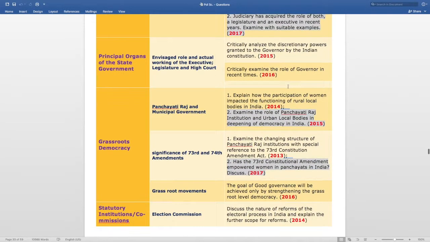Now, the next topic is principal organs of the state government. The questions asked from this topic are: critically analyze the discretionary powers granted to the governor by the Indian Constitution. It is asked in 2015. Next question is: critically examine the role of governor in recent times. This question is asked in 2016.